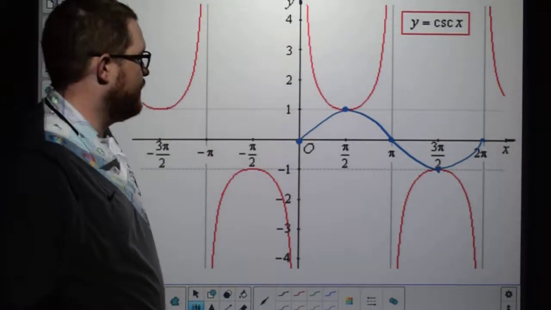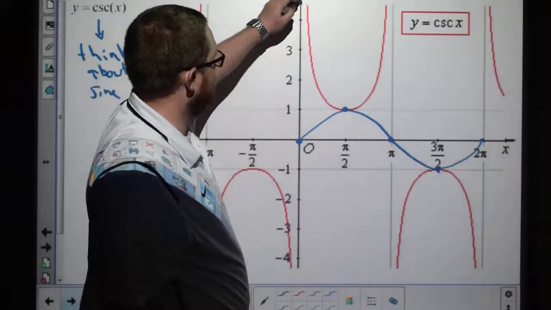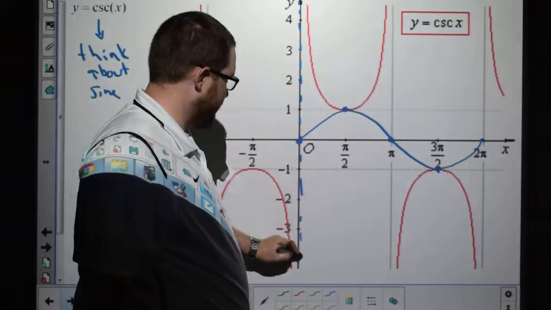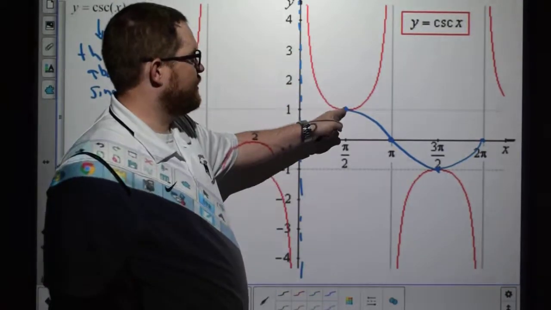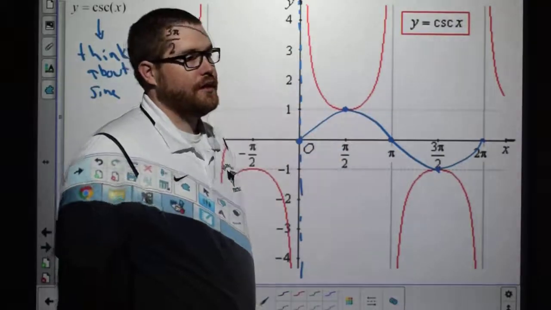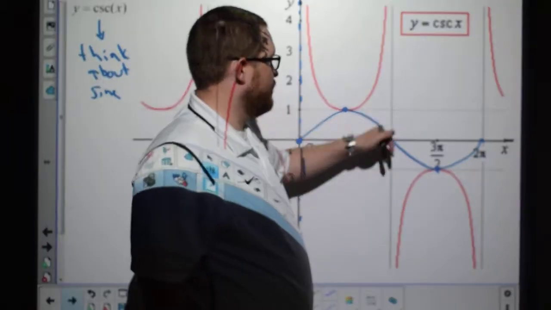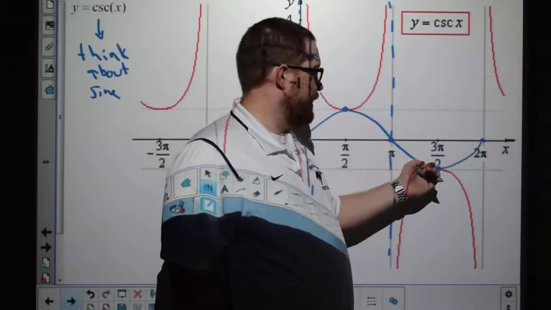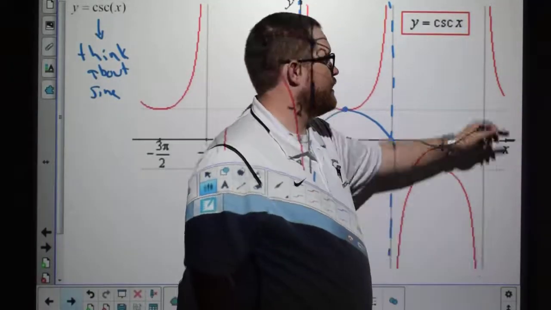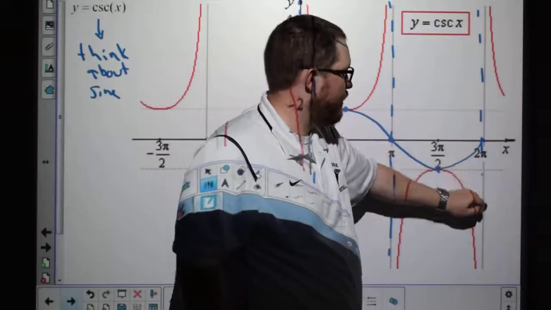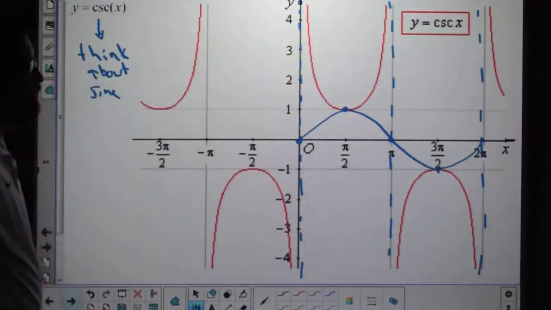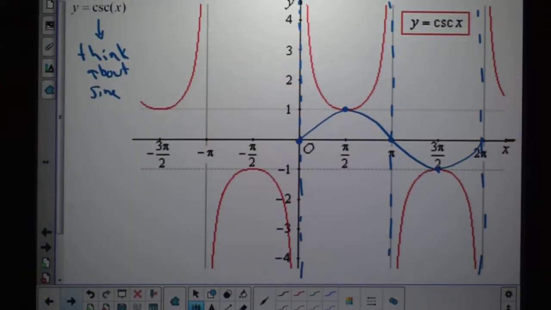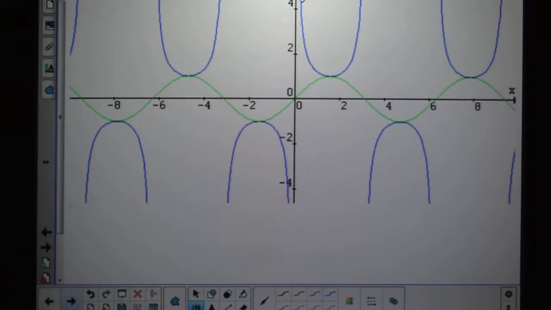Well, what can you take from this? Where there's an x-intercept, the cosecant graph has an asymptote. The max of the sine is the min of the cosecant. I have an x-intercept, so that means there's an asymptote here. The min of the sine is the max of the cosecant. Again, an x-intercept, so another asymptote. The period is still 2 pi, because sine is 2 pi, so cosecant is 2 pi. Here's a better drawing of that.